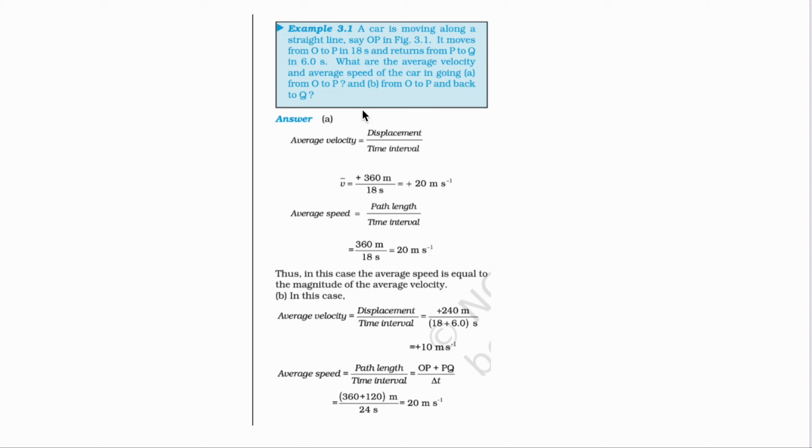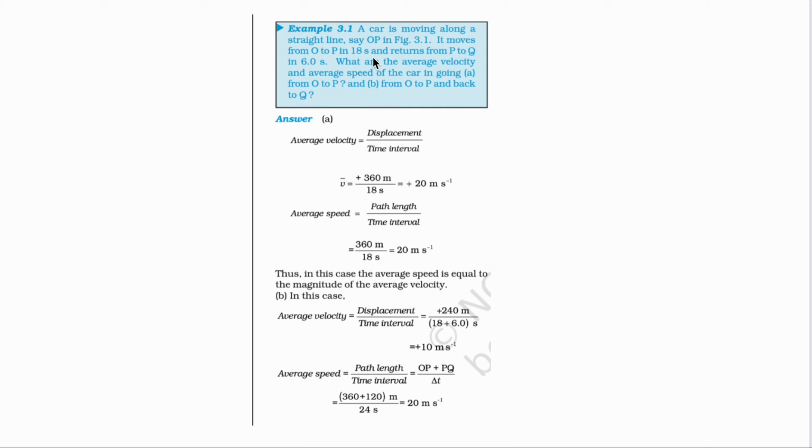Or else, wait one second. In the sense that I can't solve this problem, I'll just tell you how to solve this problem. A car is moving along a straight line, say OP. Construct a straight line OP. O is the starting point, P is the ending point, as shown in the figure. In the NCERT book, you will find this figure.